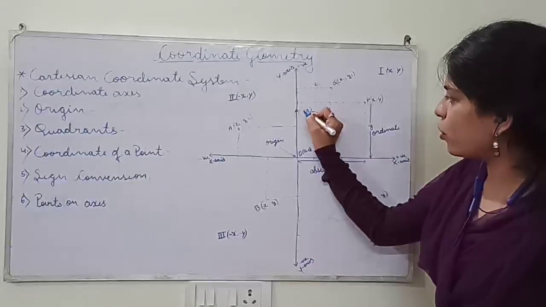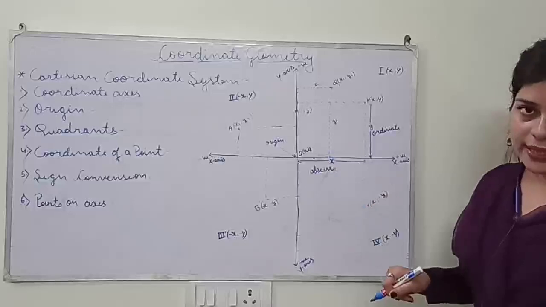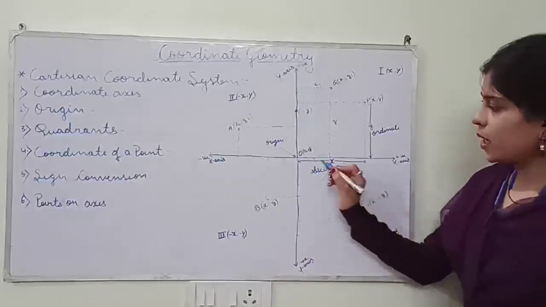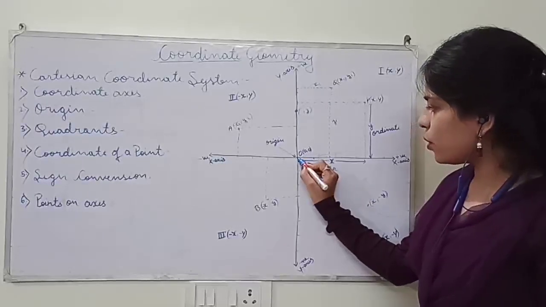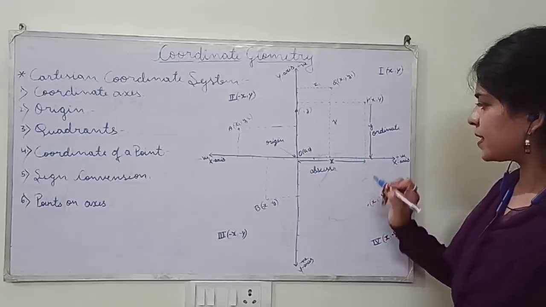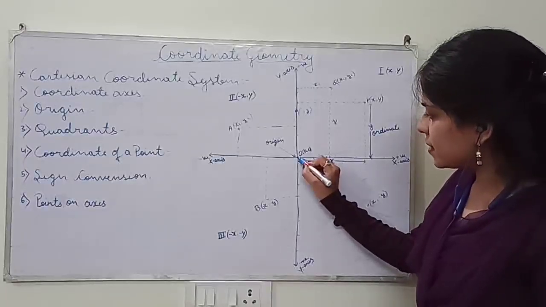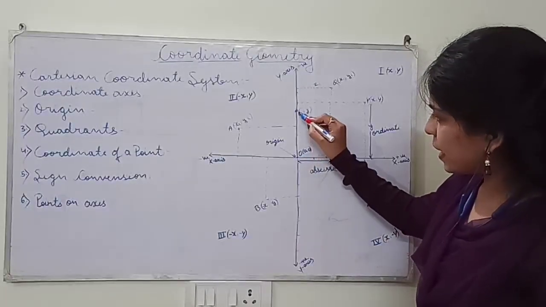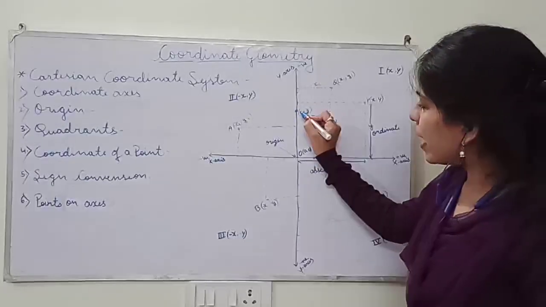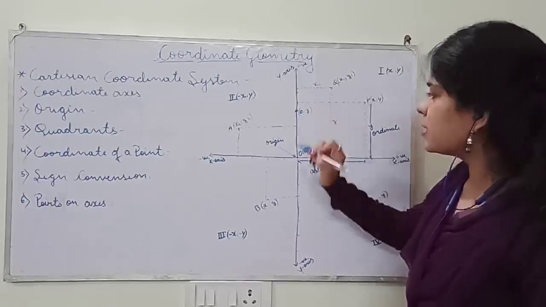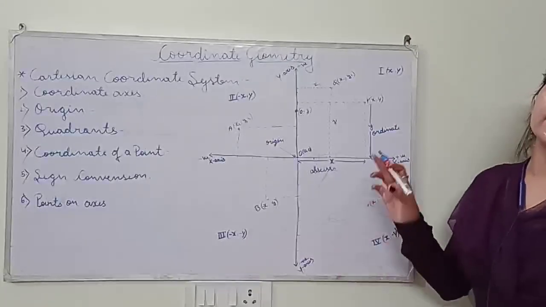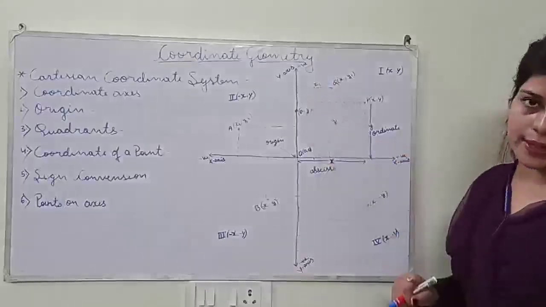So for this point we will get the y coordinate, because the point is on the y-axis. But what will be its x coordinate? Here x is 0, here x will be 1, 2, 3, 4, 5, 6 and so on. Here x is 0 and the point is lying on the y-axis itself. So the value of the x coordinate will always be 0 if the point is lying on the y-axis.